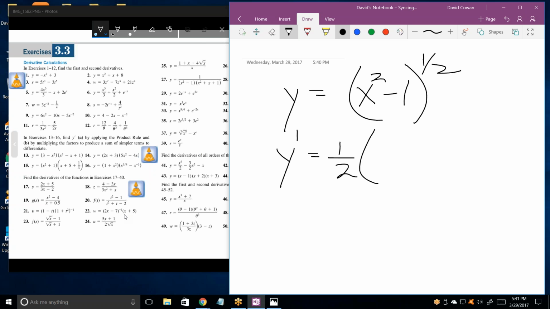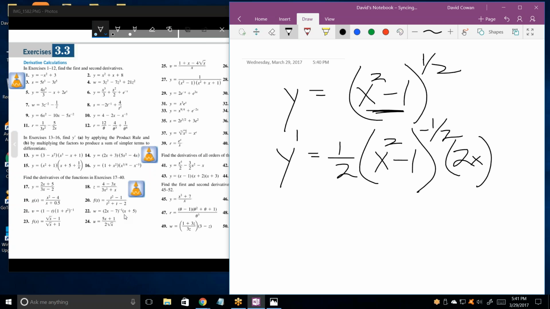Start with the exponent. That multiplies. And leave everything else inside the parentheses the same. Subtract 1 from the exponent. Okay. That's the derivative of the outside. But I have to multiply it by the derivative of the inside. That being the inside, the derivative of that is 2x. Okay. That, using the chain rule, is the way you find derivatives.